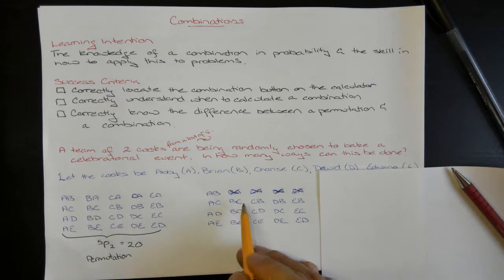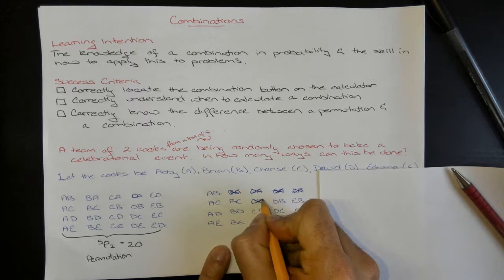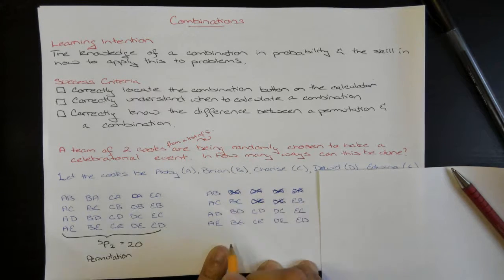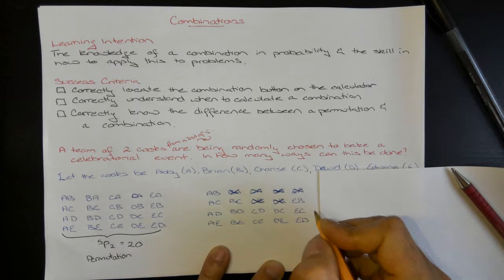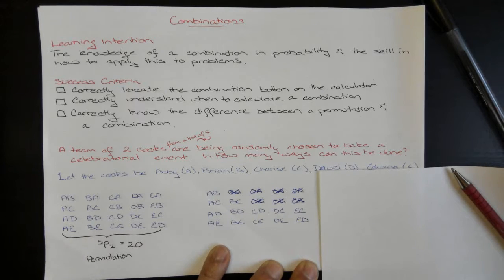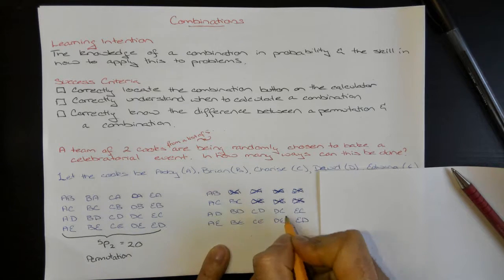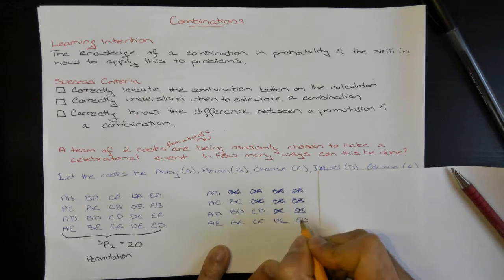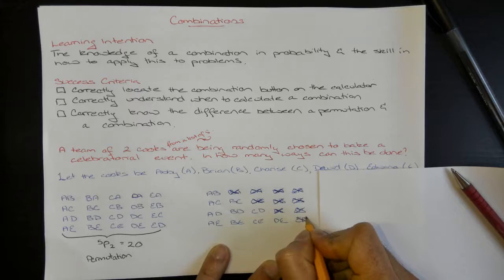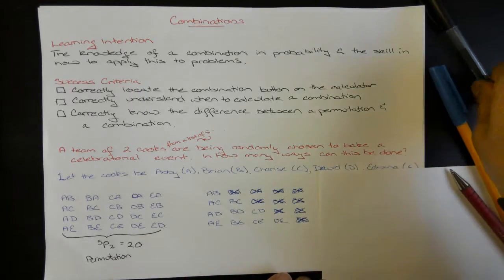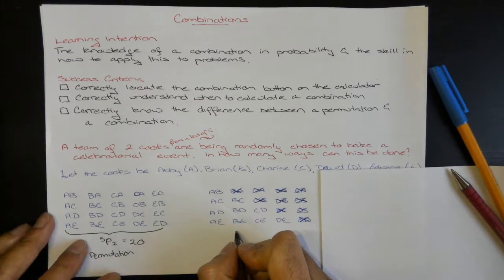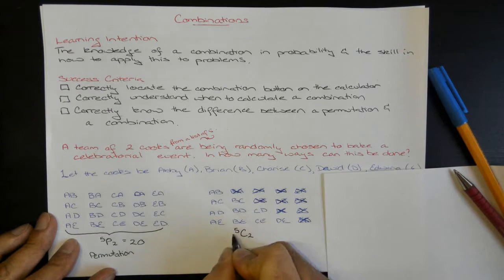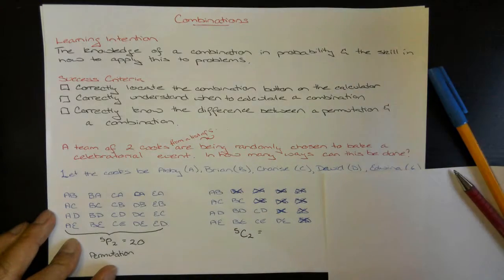They're the same 2 cooks. So Brian and Charisse is the same as Charisse and Brian. Brian and David is the same as David and Brian. And Brian and Edwina is the same as Edwina and Brian. Now, Charisse and David is the same as David and Charisse, and Charisse and Edwina is the same as Edwina and Charisse, and David and Edwina is the same as Edwina and David. So, what I now have is a combination of 2 people out of 5, or 5 choose 2.